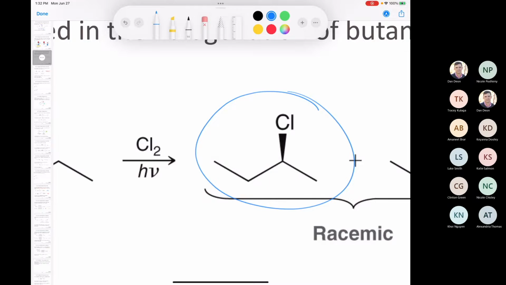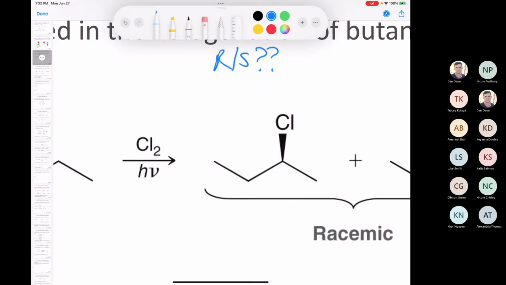I know you've all been working hard on your stereochemistry. Yeah. Yep. You guys are good. Very good. Excellent. Excellent. Excellent. Yep. All my students are 100% correct.